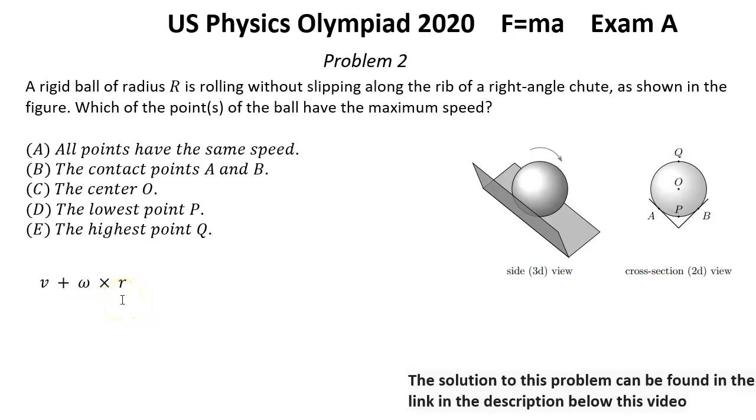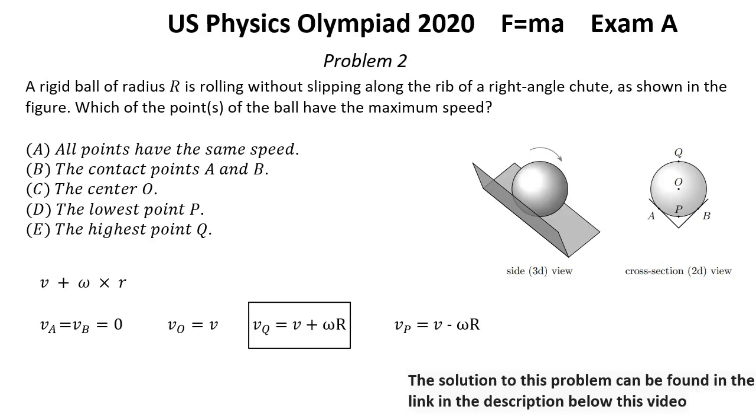We have VA equal VB equal 0, VO equal V, VQ equal V plus omega big R, and VP equal V minus omega big R. So we can see that the maximum speed will be at point Q, which is V plus omega R, and that's answer E, and that was the solution for problem number 2.